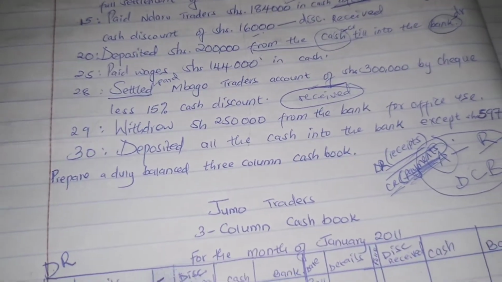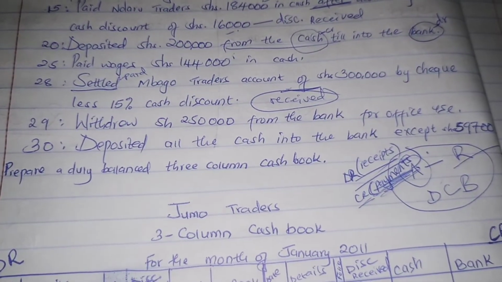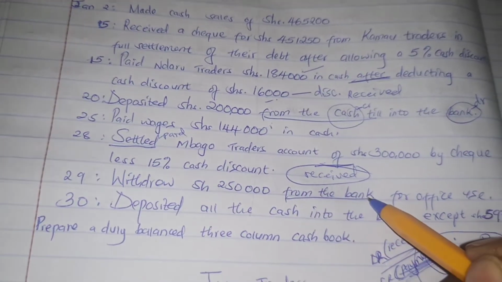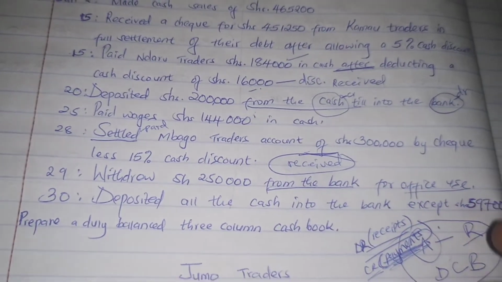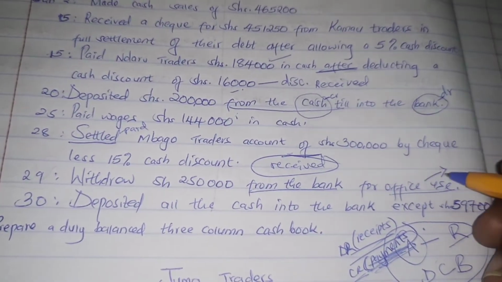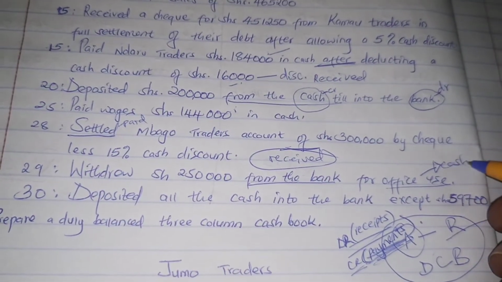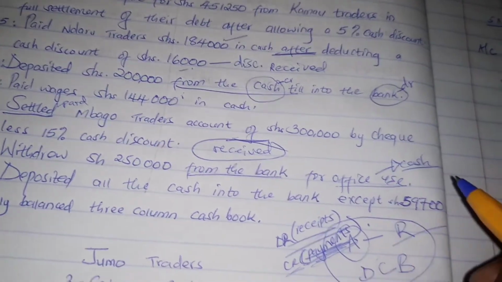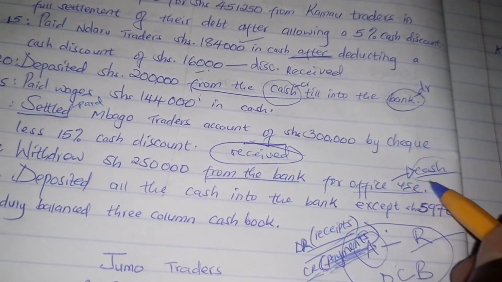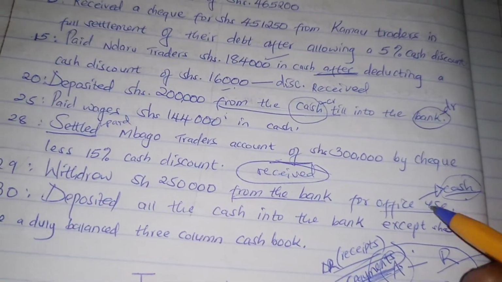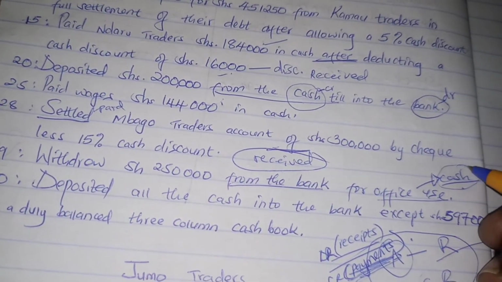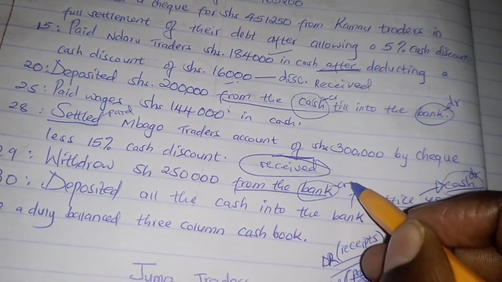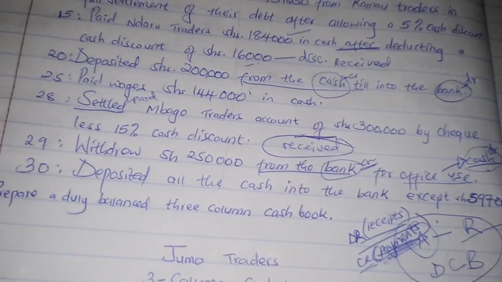Then 29th, we withdrew 25,000 from the bank for office use. So the receiving account is cash. Remember, I told you that anytime you see the words cash till, office use, all that affects the cash in hand account. So the receiving account here is the cash account. So we debit, and this one will be a credit because it's the giving, it's the paying.